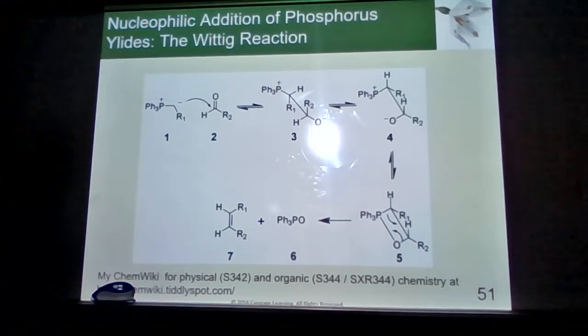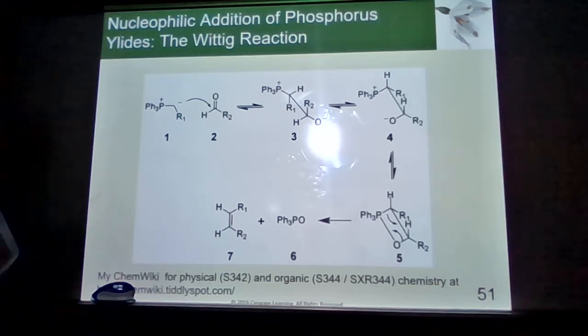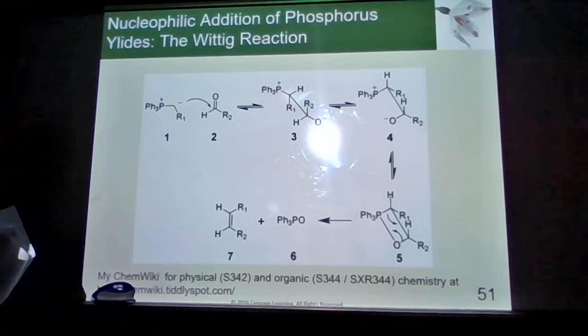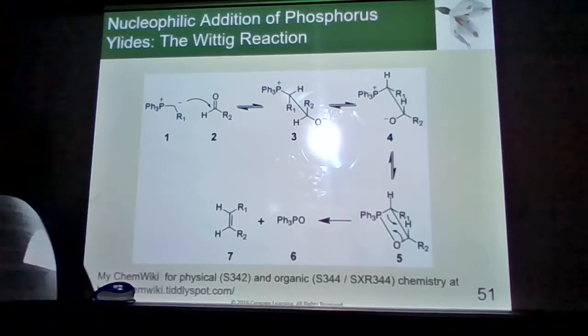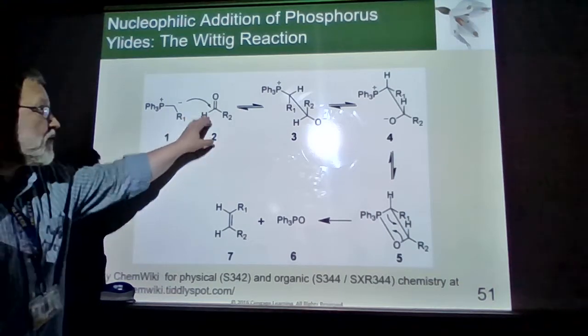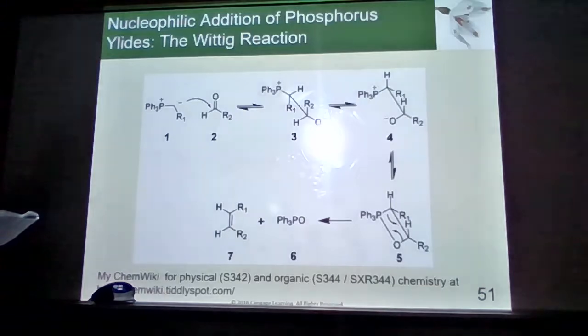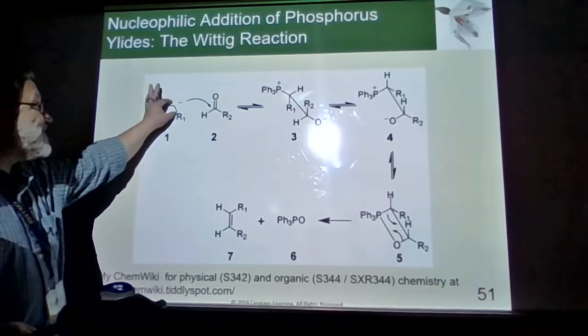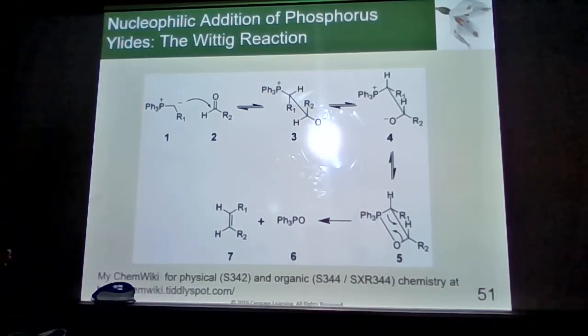One of the most valuable reactions is the Wittig reaction. You can start with an aldehyde or a ketone and react it with a phosphorus-containing intermediate.